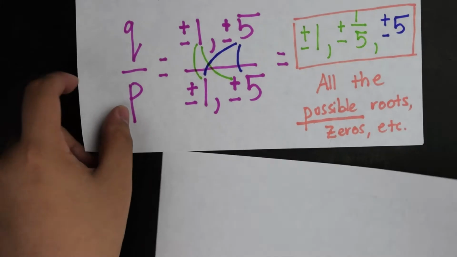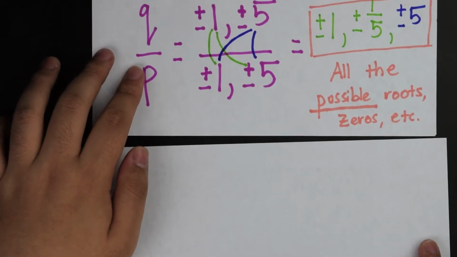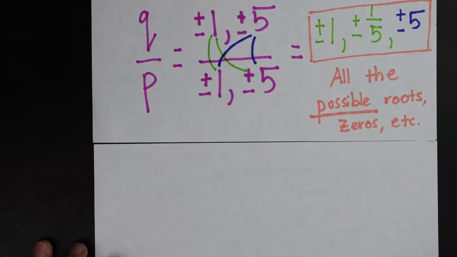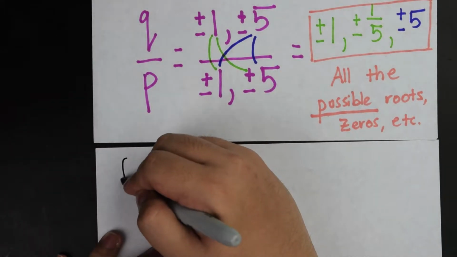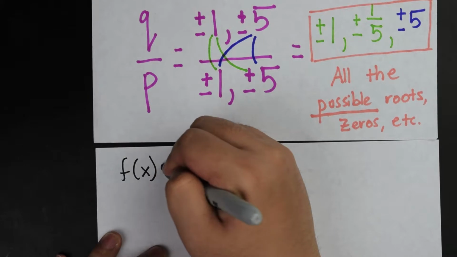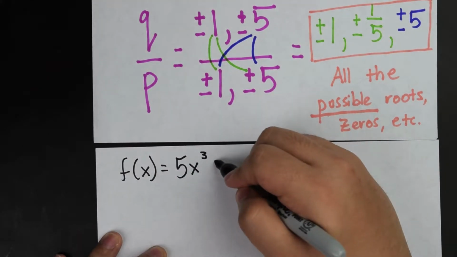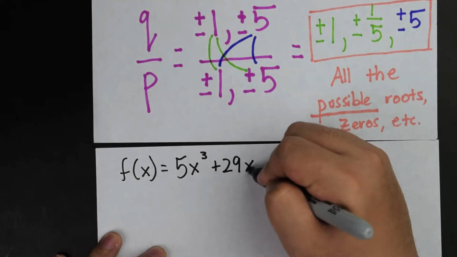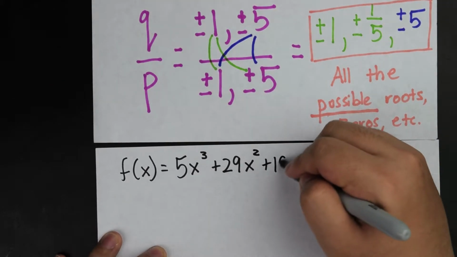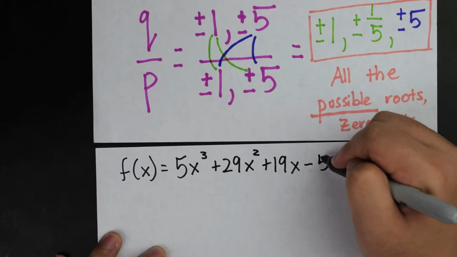So by using the remainder theorem, I'm going to copy down the exact same equation that was from previously. The problem currently right now is that I'm trying to find all the zeros of this equation. So I'm going to write it again. Plus 29x squared plus 19x minus 5.